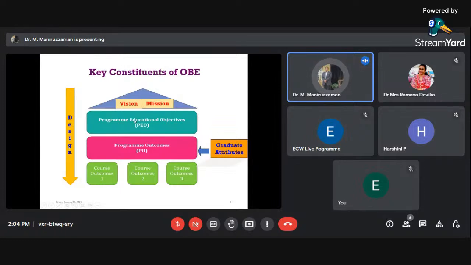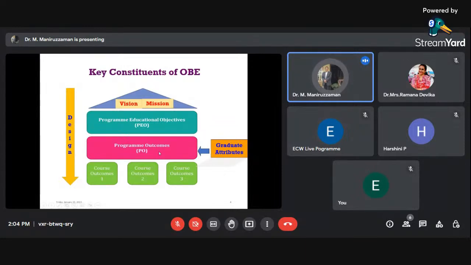The vision and missions are then related to program educational objectives or PEO, then program outcomes, what the students will be able to do after the completion of the program, PO. Program outcomes are directly related to the graduate, and these are called graduate attributes. And program outcomes are based on the outcomes of the courses.